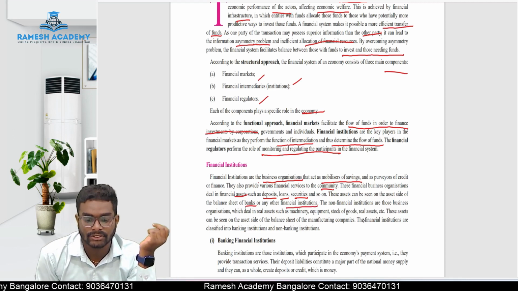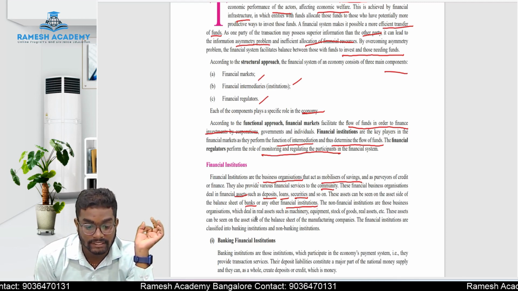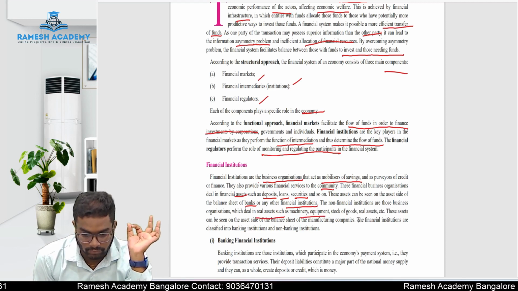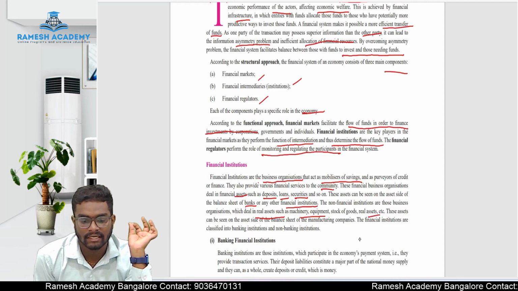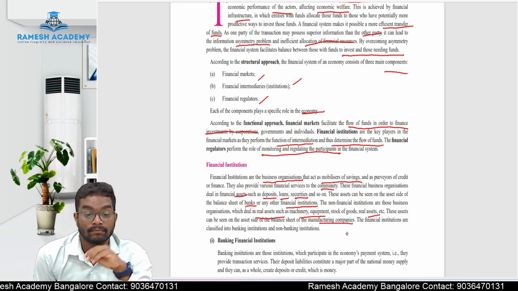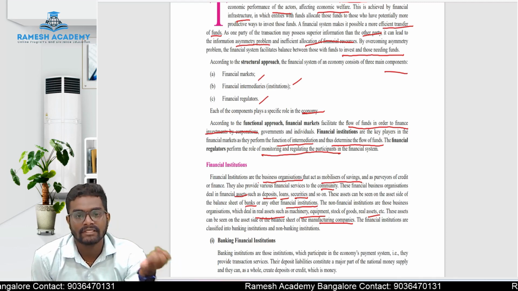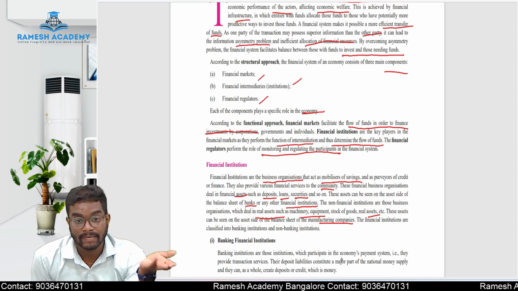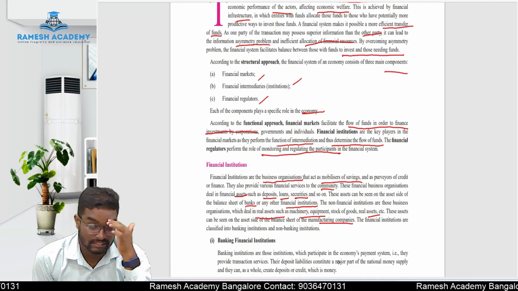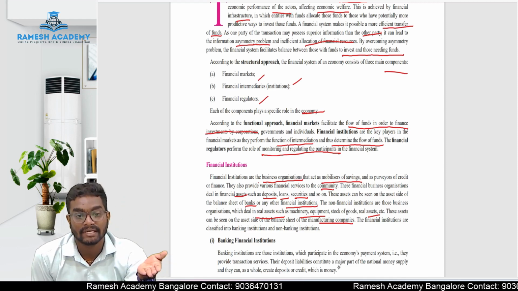The non-financial institutions are those businesses which deal in real assets such as machinery, equipment, stock of goods, etc. These assets can be seen on the asset side of a manufacturing company, if it is a non-financial company, meaning a normal company. If you take any private limited company, they will have assets such as plant and machinery, land and building, furniture and fixtures, etc. on their asset side. For a bank, it is the loans which they give, deposits which they have kept in RBI, etc.